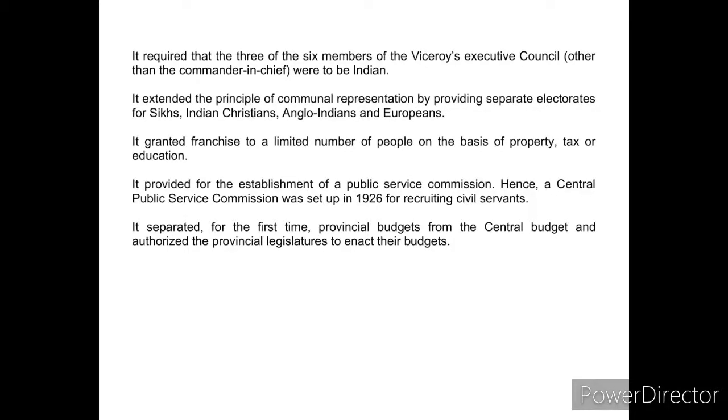It extended the principle of communal representation by providing separate electorates for Sikhs, Indian Christians, Anglo-Indians and Europeans. It granted franchise to a limited number of people on the basis of property, tax or education. It provided for the establishment of a Public Service Commission. Hence, a Central Public Service Commission was set up in 1926 for recruiting civil servants. It separated for the first time provincial budgets from the central budget and authorized the provincial legislatures to enact their budgets.